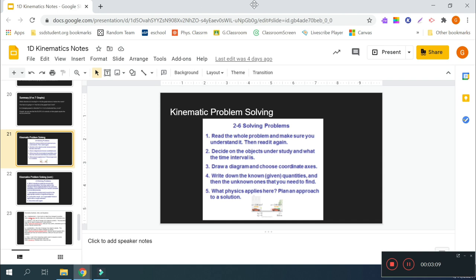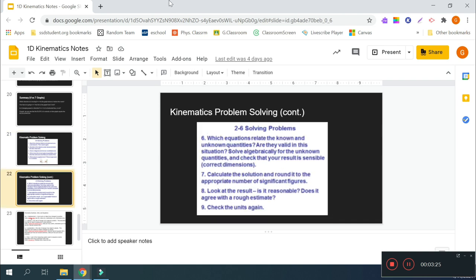We want to make a list of all the known quantities and then the unknown ones that we're looking to find. Then you want to think about what physics applies here. What approach do you want to use to get to the solution? So which equations relate the known and unknown quantities, and are they valid in this situation? Then you want to solve those equations algebraically first and make sure that the units match up. It says correct dimensions. It's the same idea. Calculate the solution and round it to the appropriate number of significant figures.